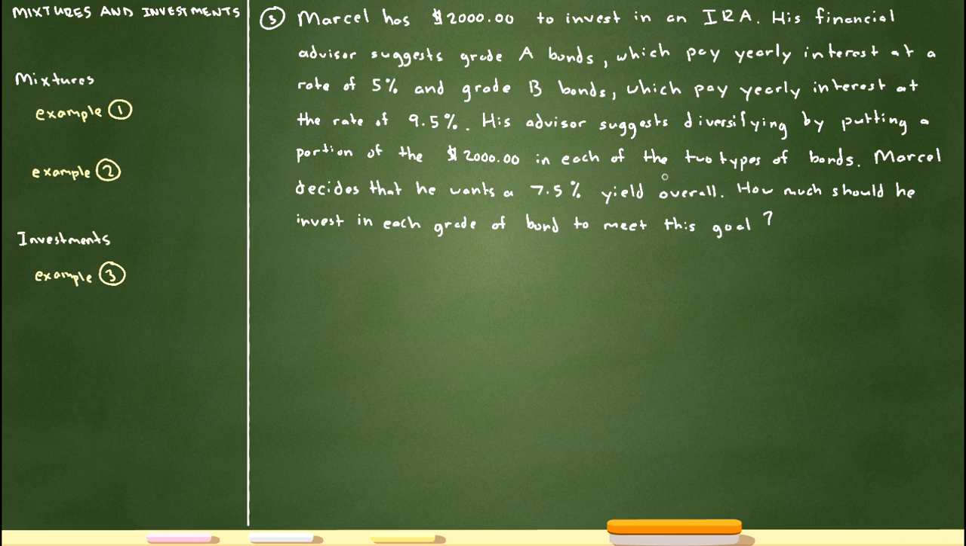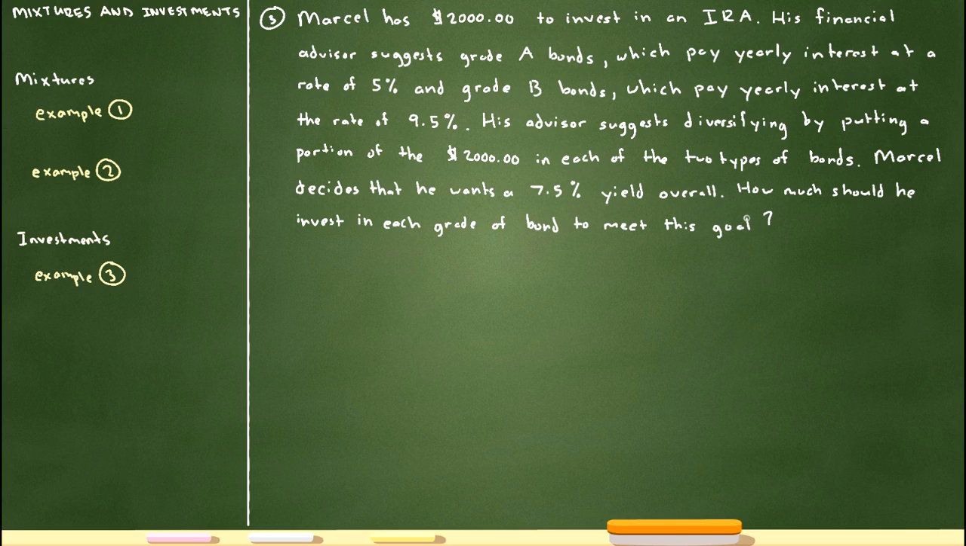So that's in case you're wondering, why doesn't he put all his money into bond B? He gets 9.5%, but it's a more risky bond. You're not guaranteed to get your money back with bonds. So this is the situation here. Now, Marcel decides that he wants a 7.5% yield overall. So he's going to want to mix between these 2 bonds. So how much should he invest in each grade of bond to meet this goal?